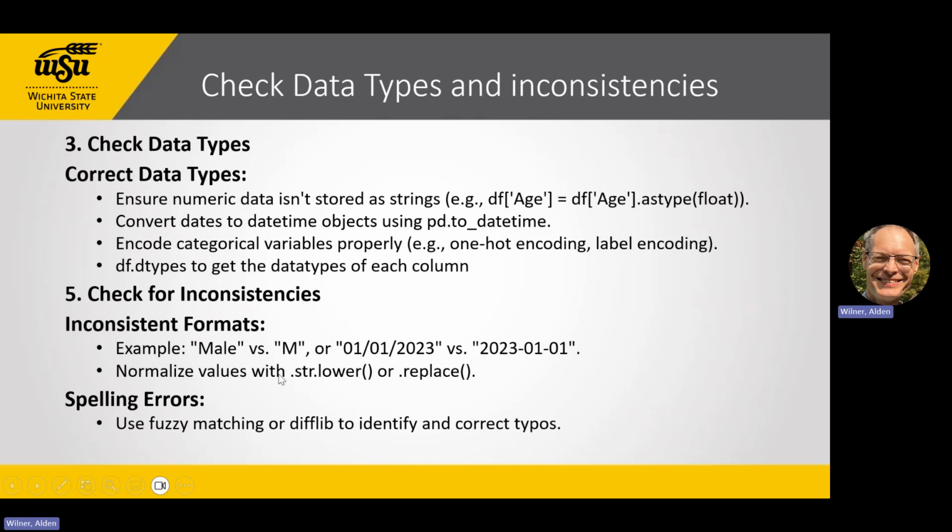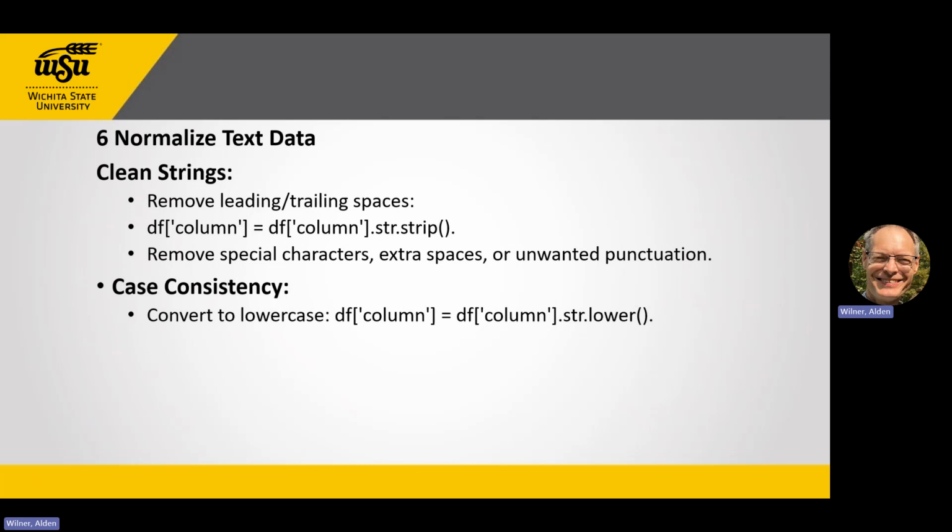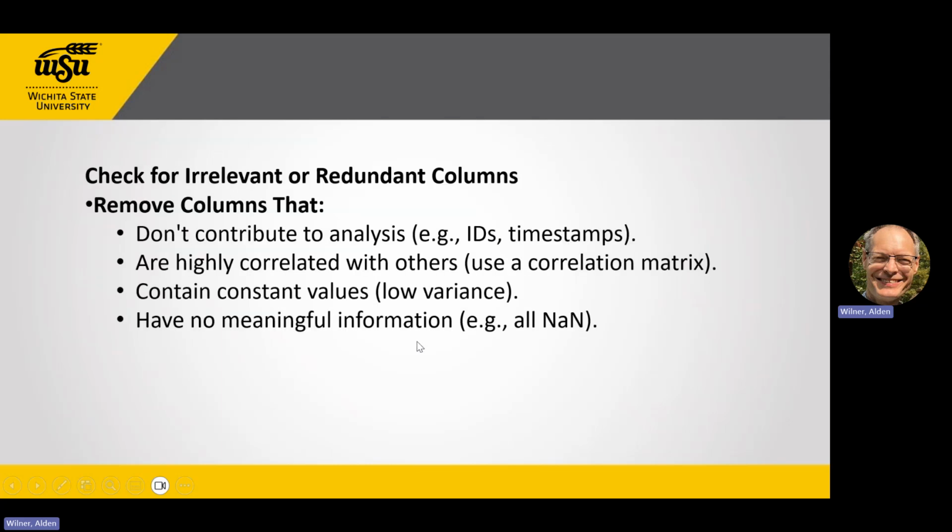You normalize your string values, for instance, with string.lower or string.replace. You can use fuzzy matching or difflib to identify typos in your data, right? So you can clean your strings out. If you've got leading or trailing spaces, you can use the strip method, which will just clean out leading and trailing spaces. You can remove special characters, extra spaces, and so on and so forth. Again, case consistency: if you want to convert everything in a column to lowercase, data frame sub column equals data frame sub column dot str dot lower. So actually replacing that column in the data frame in place.